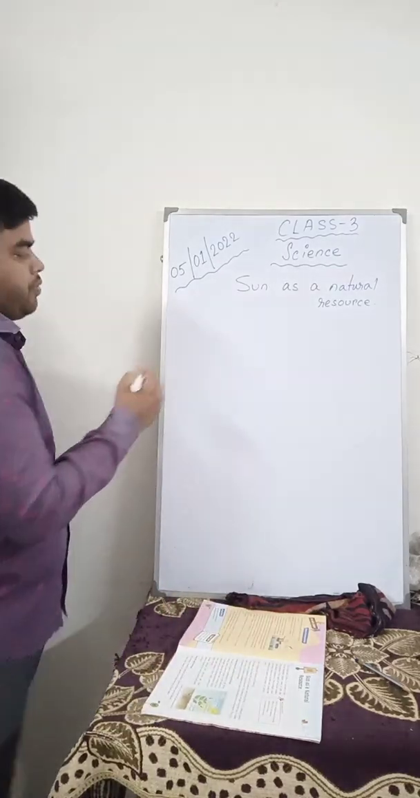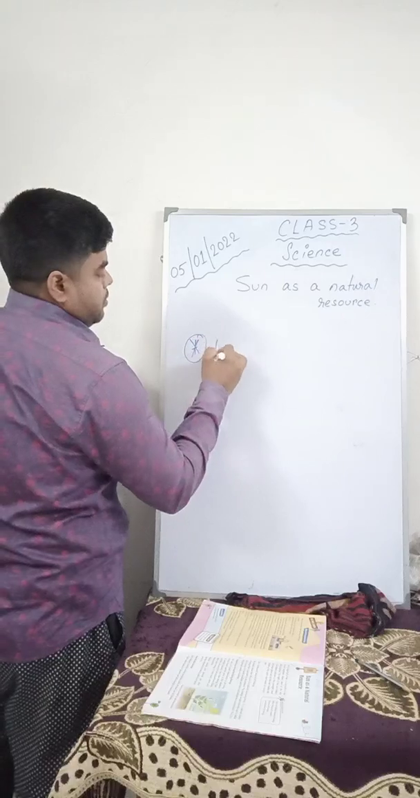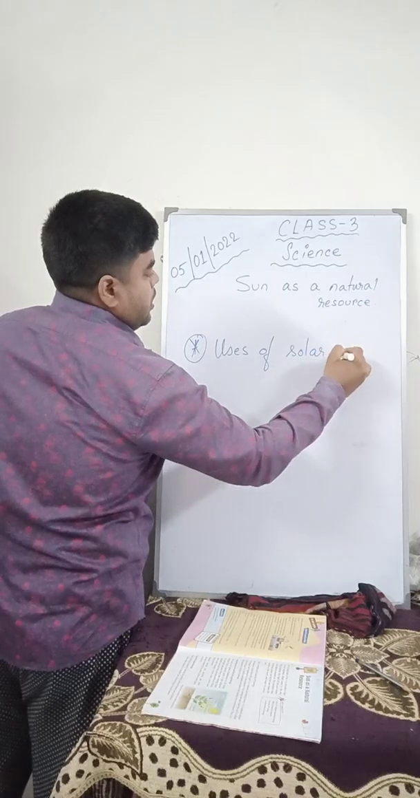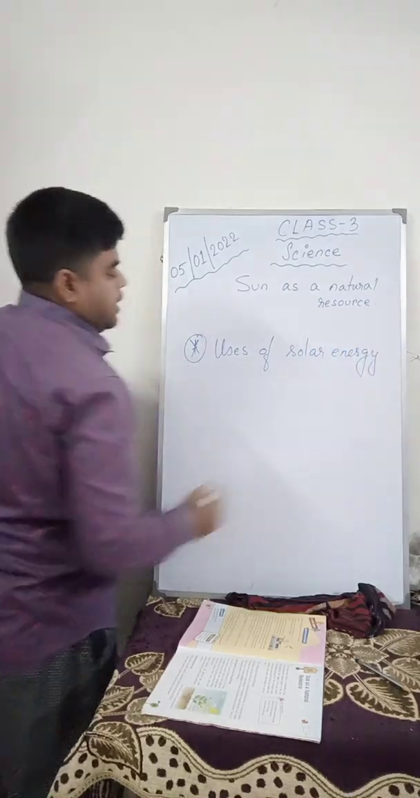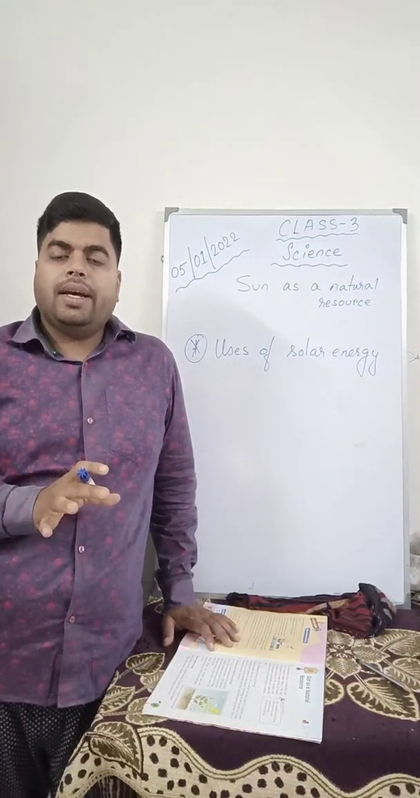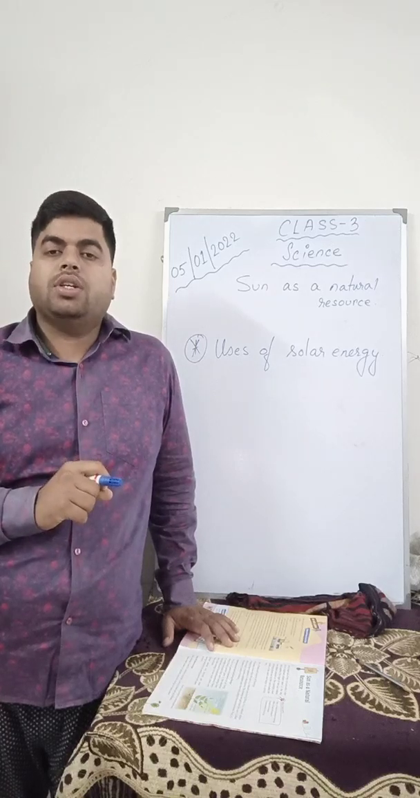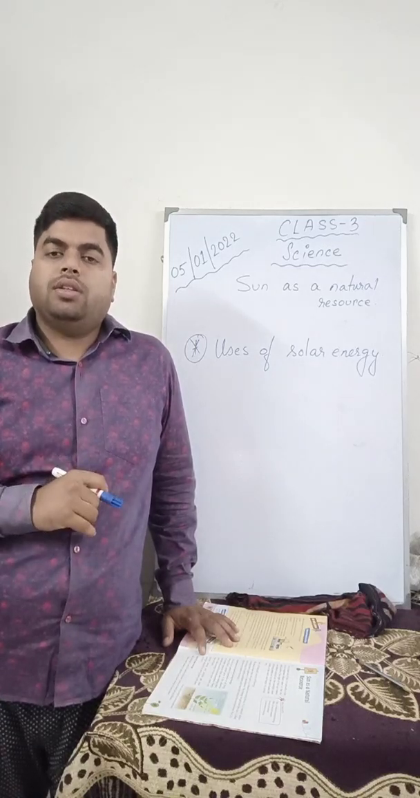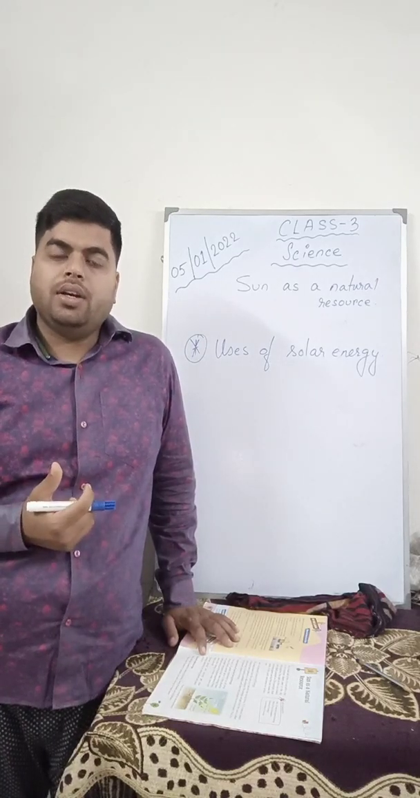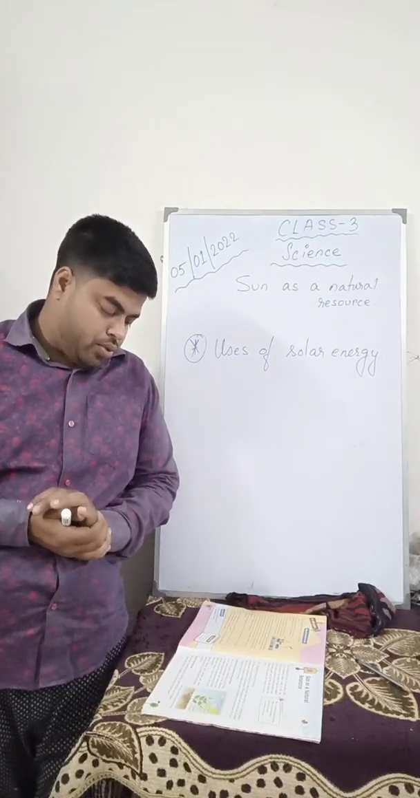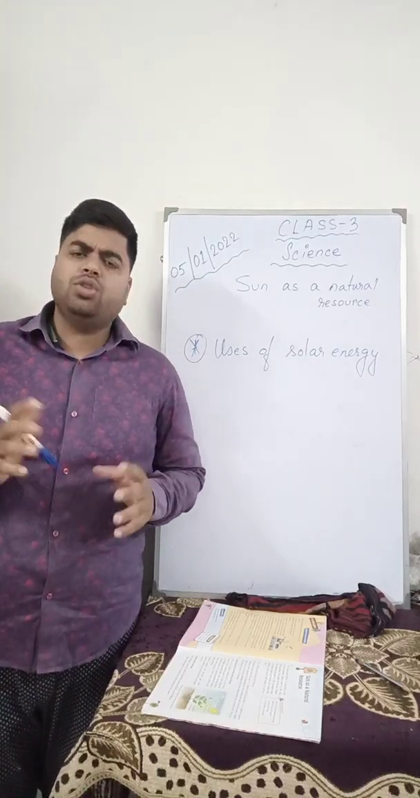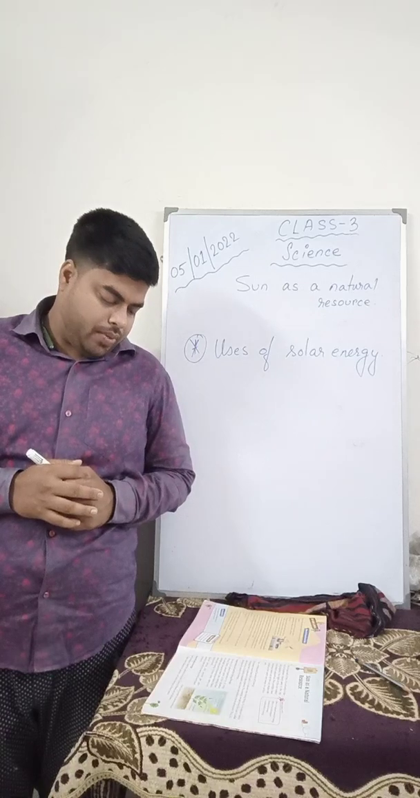Next is uses of solar energy. The sun helps every living thing present on this earth to survive without any problem. So what are the uses of solar energy? Where is this solar energy used? The sun's energy is used in different ways, for different purposes. Some of them are as follows.